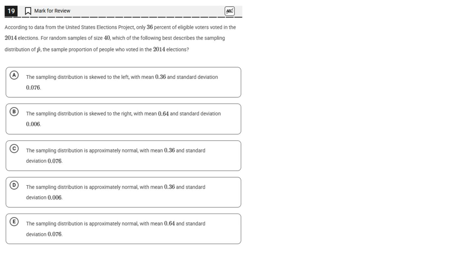According to data from the United States Elections Project, only 36% of eligible voters voted in the 2014 elections. For a random sample of size 40, which of the following best describes the sampling distribution of p hat, the sample proportion of people who voted in 2014? So if it's a sample of size 40 and we have 36%, to be normal we need n times p to be greater than or equal to 10 and n times 1 minus p to be greater than or equal to 10.